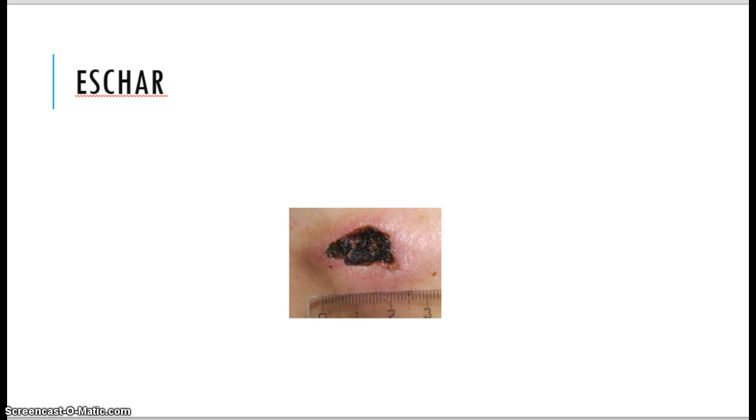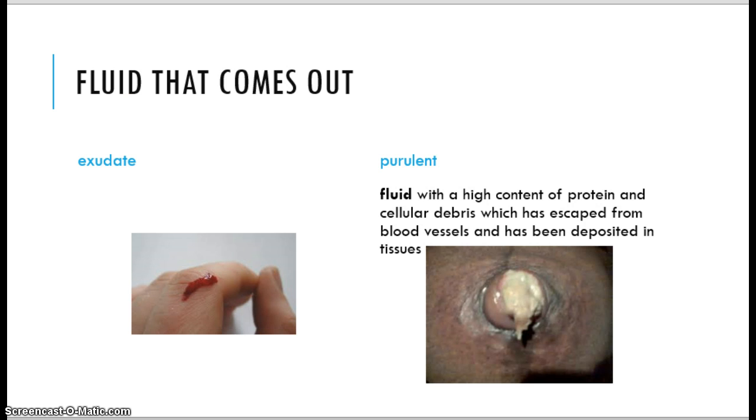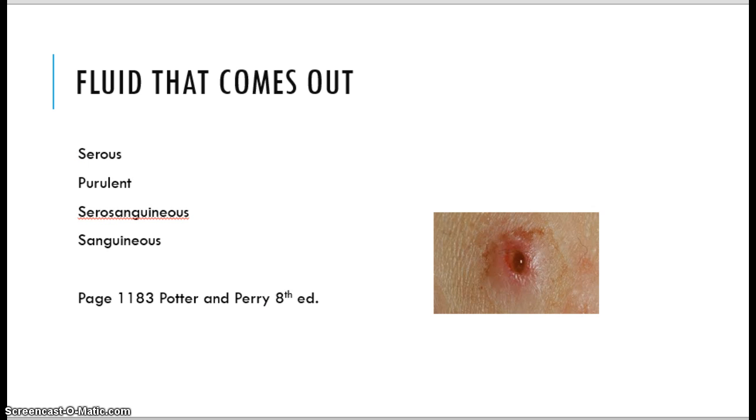Eschar is that thick layer of dead, dry tissue that covers a pressure area or a thermal burn. Oftentimes that eschar has to be removed by debridement. Exudate is the fluid that comes out. Exudate is considered fluid, cells, and other substances eliminated from the cells or the blood vessels. And if it's purulent, it usually has a lot of protein and cellular debris. It's a thicker, kind of awful-looking type of fluid coming out of your wound.